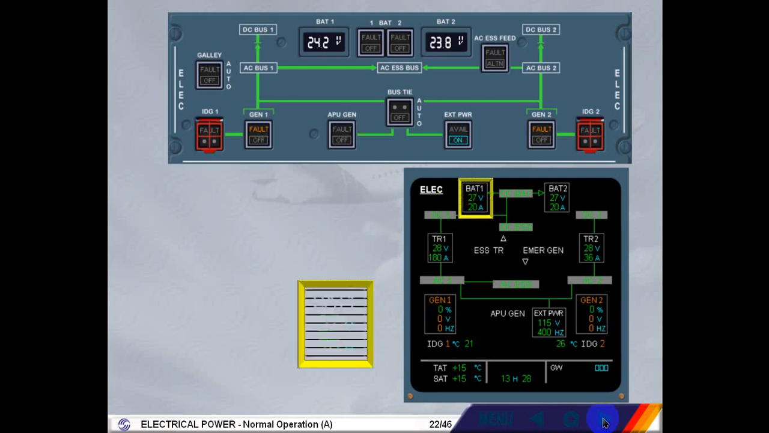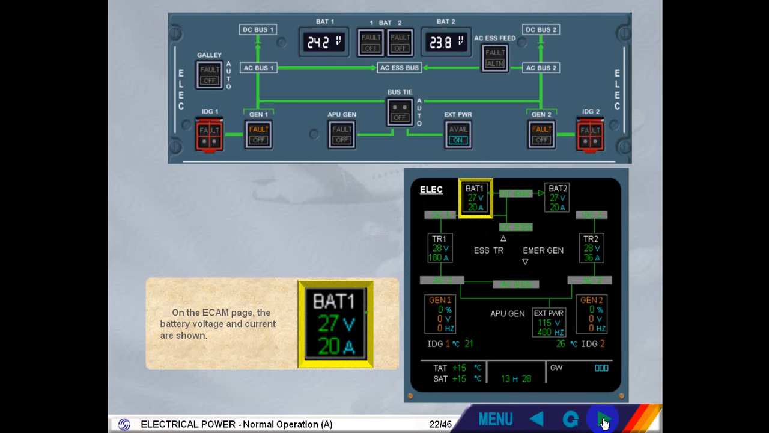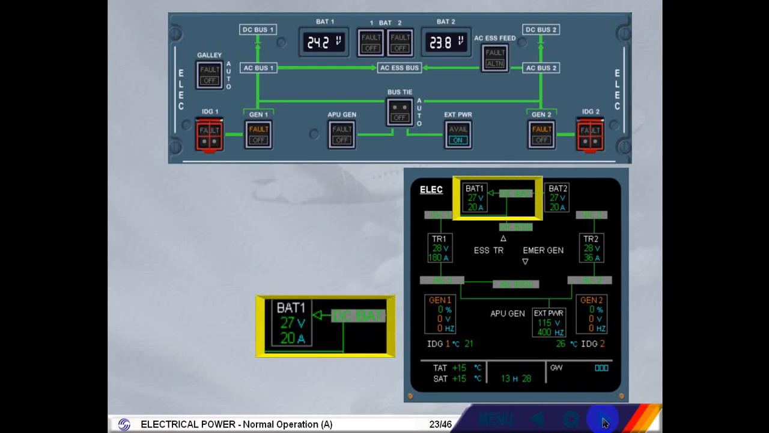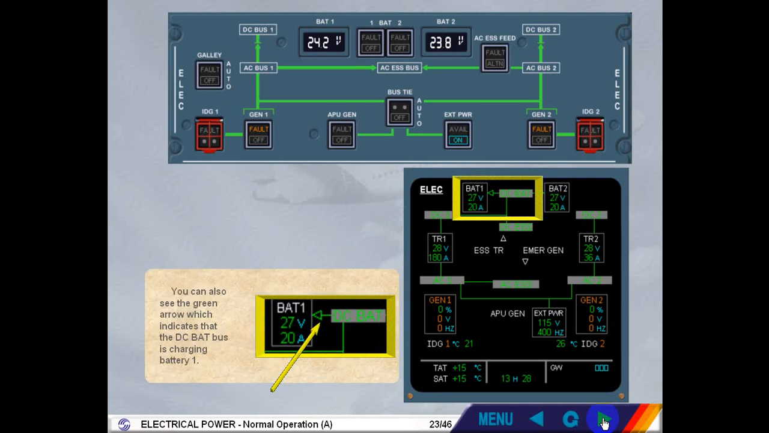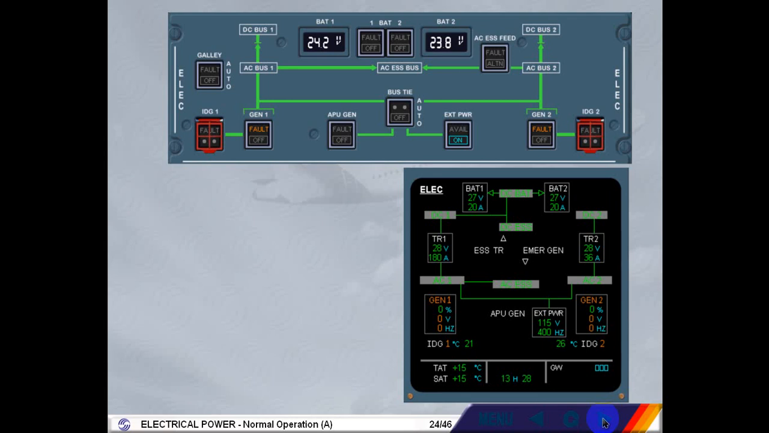On the ECAM page, the battery voltage and current are shown. You can also see the green arrow, which indicates that the DC BAT bus is charging battery 1. Both batteries are now charging from the DC BAT bus. During this time, you can continue with your cockpit preparation. The average charging cycle is approximately 20 minutes.